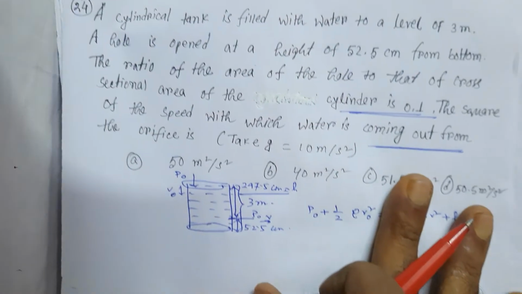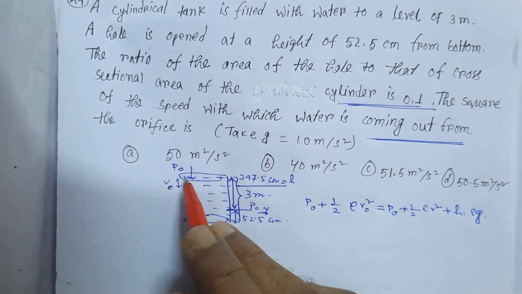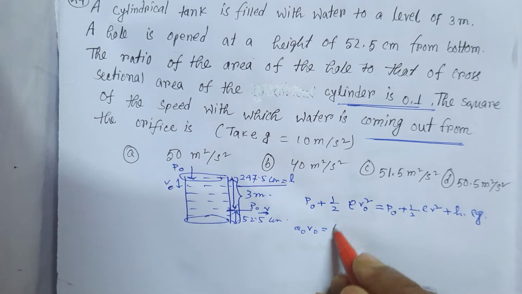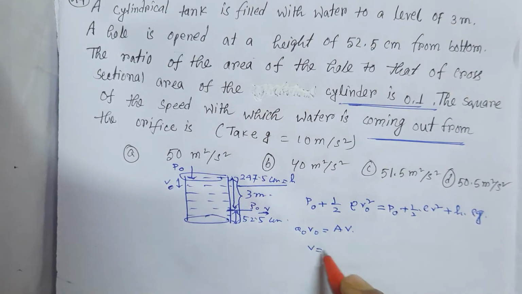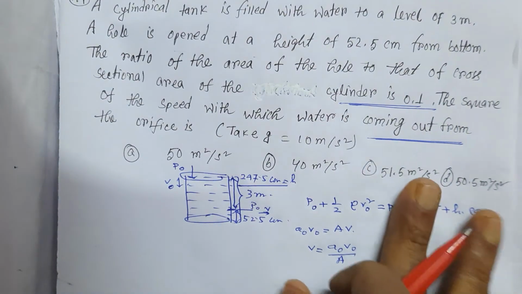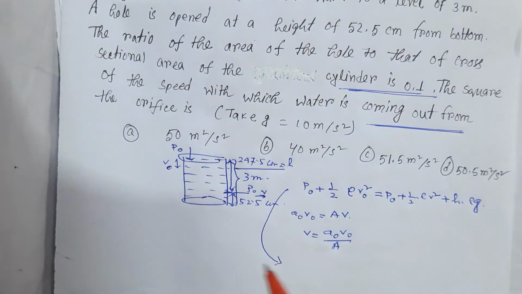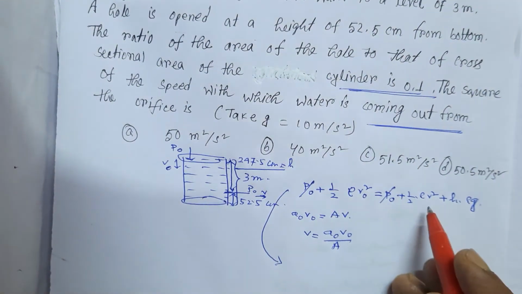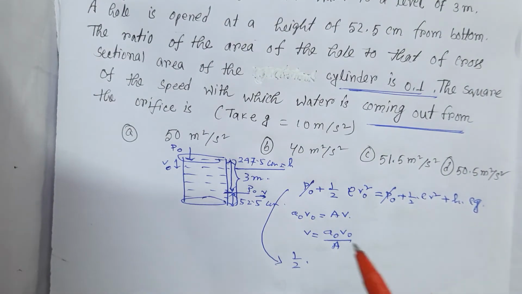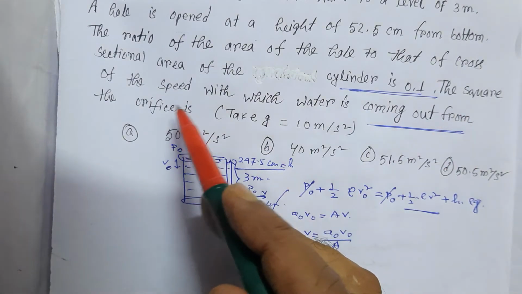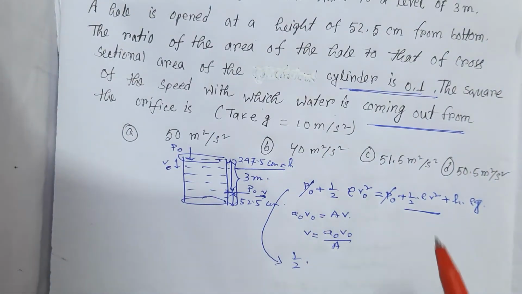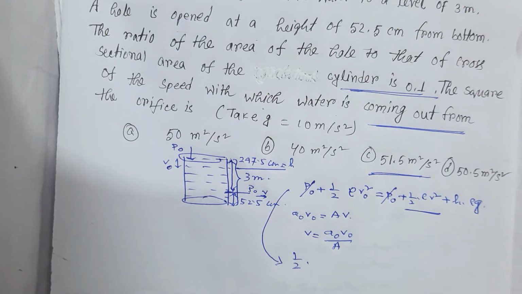Now from the equation of continuity we may write A0 V0 equals A into V. So we may put V equals A0 V0 by A. Here P0 may be cancelled out from both sides, and half rho V square may be given in terms of V0, the speed with which water is coming out from the orifice of the lower end. We are to calculate that flow velocity.